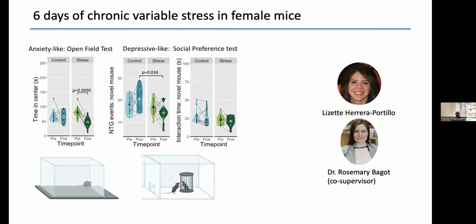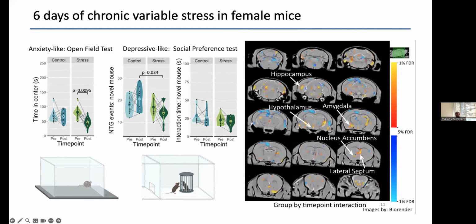And so, of course, MRI, like we're all here for, is one example. And if you do just a univariate analysis on this, and this isn't related to the behavior at all, 6 days of stress in the female mice is enough to create really significant neuroanatomical remodeling in female mice. And this includes regions that are very much part of stress circuits like the hippocampus, the hypothalamus, the amygdala, the accumbens, for example.